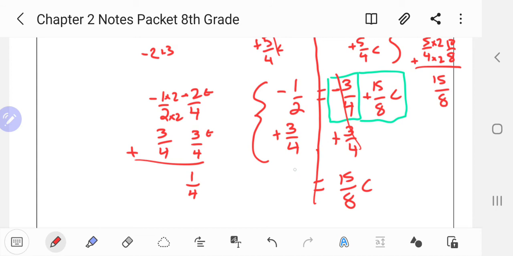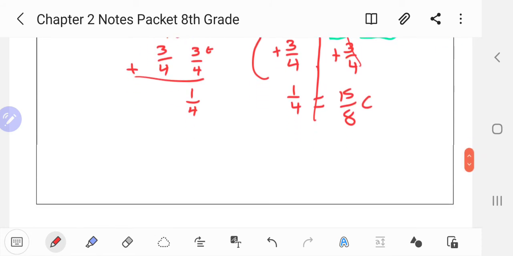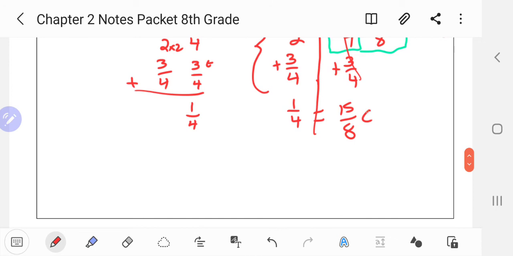All right, so we get 1/4 as our result. And now we have our final step. We see a variable, and we see it having a coefficient that is a fraction. So we're going to multiply by the reciprocal, 8/15. All right, let's see how we do.